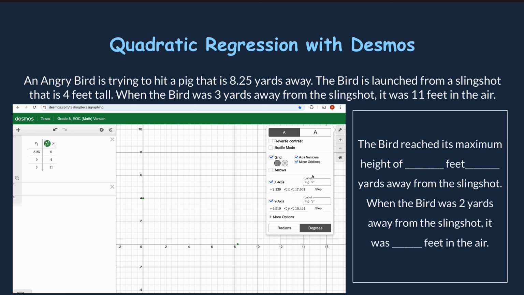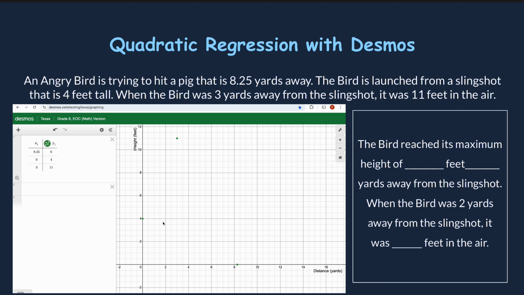We can go ahead and label our axes again. So my x-axis is the distance in yards, and the y-axis is the height in feet. Now that I have these 3 points plotted, I want them in standard form quadratic, which is y equals ax squared plus bx plus c. But I need to know what my a, b, and c values are, and that's where the regression tool comes into play.